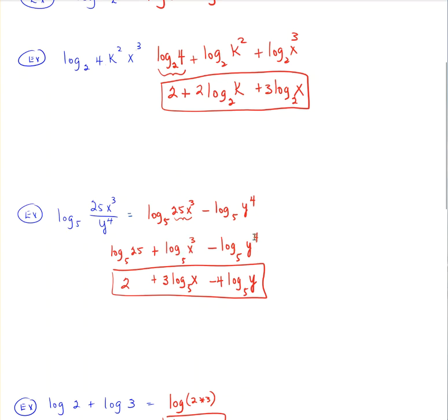Again, the powers can come to the front on these two pieces. 5 to what power could be 25? And that would be 2. So now we have this.